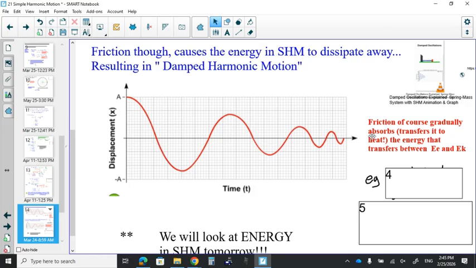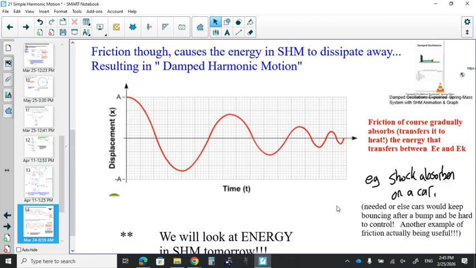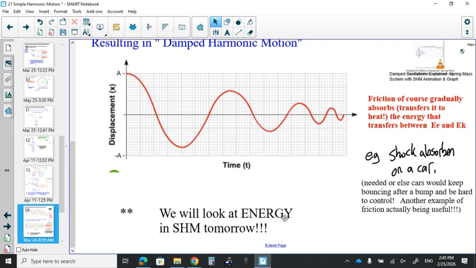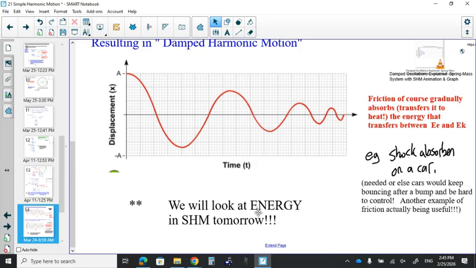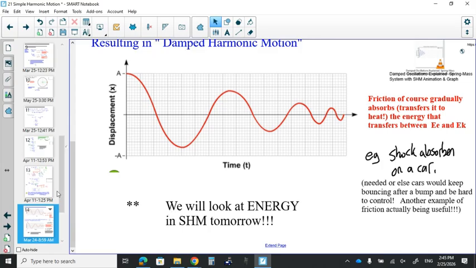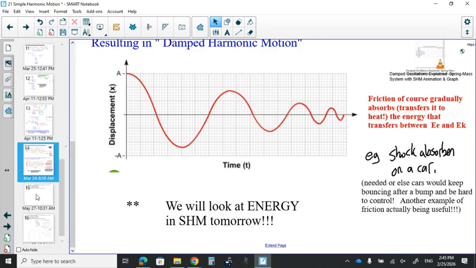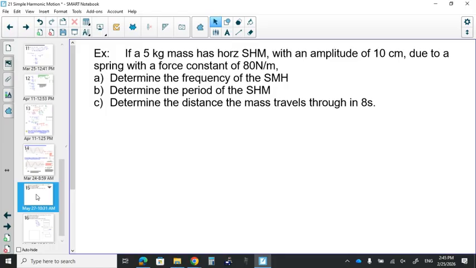And so friction gradually just absorbs that energy, steals the amplitude. That's where the energy goes, right? And transfers it to thermal energy in the surroundings, so it kind of gets lost. That's what shock absorbers on a car do, right? They absorb energy so the car doesn't keep bouncing up and down and making it hard to control, okay? So tomorrow, in the next lesson, we'll look at energy in simple harmonic motion as well, just combine the two lessons. So here's a sample question for you.